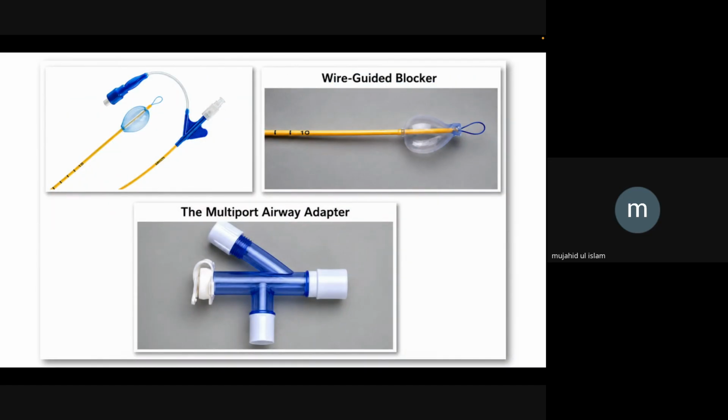The arm wire guided bronchial blocker is one of the most widely used bronchial blockers. It features a nylon wire loop at its distal end that interfaces with a fiber optic bronchoscope, enabling precise endobronchial positioning under direct visualization. The spherical balloon provides effective bronchial occlusion. The accompanying multi-port airway adapter allows simultaneous ventilation, bronchoscopy, and bronchial blocker manipulation while maintaining a closed airway circuit.